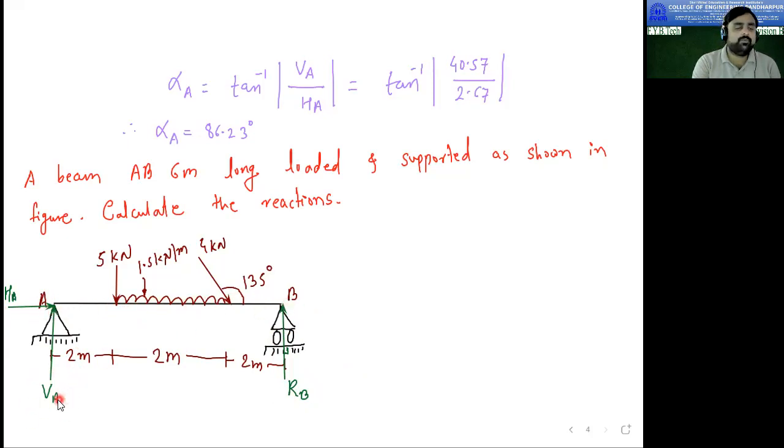You will get the value of VA. Okay, so either way you can solve it. If you want, you can take the moment at point A. If you want, you can also take the moment at point B.